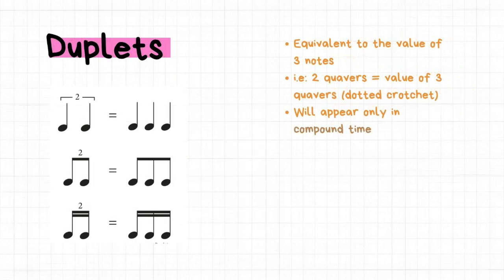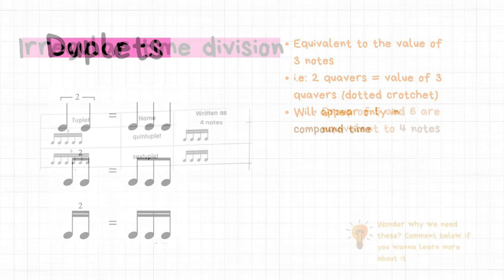As for duplets, the value will be equivalent to 3 notes. For example, 2 quavers, we calculate the value of 3 quavers. It will equal a dotted crotchet. The duplet will only appear in compound time. This diagram shows us the different note values for duplets. The theory is always the same. Calculate it as 3 notes.